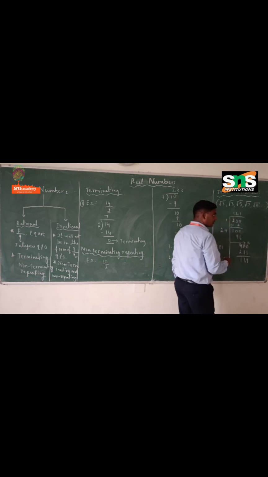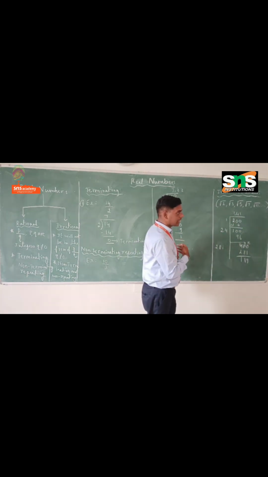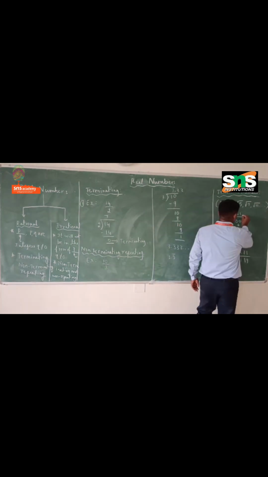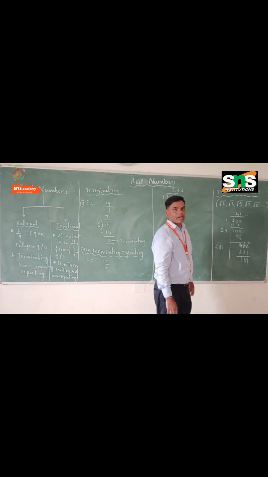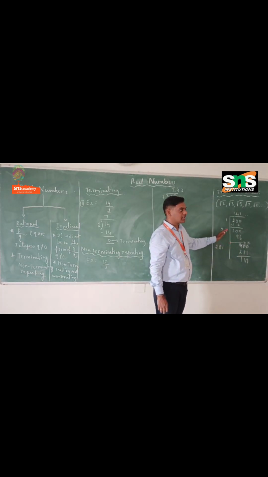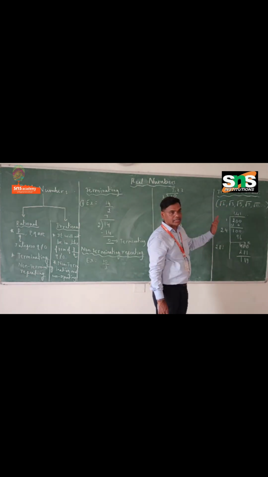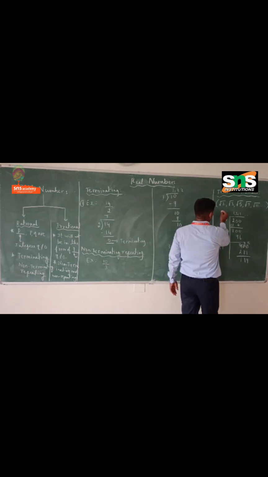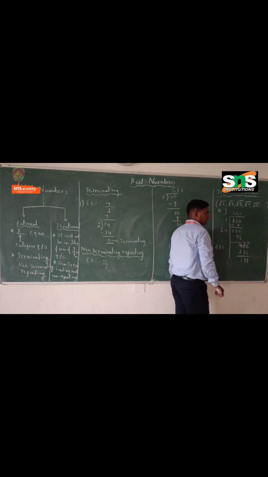This process is going to continue again and again. So the value you are going to get will be non-terminating, non-repeating. This number will come under irrational numbers. Even pi we say is an irrational number.